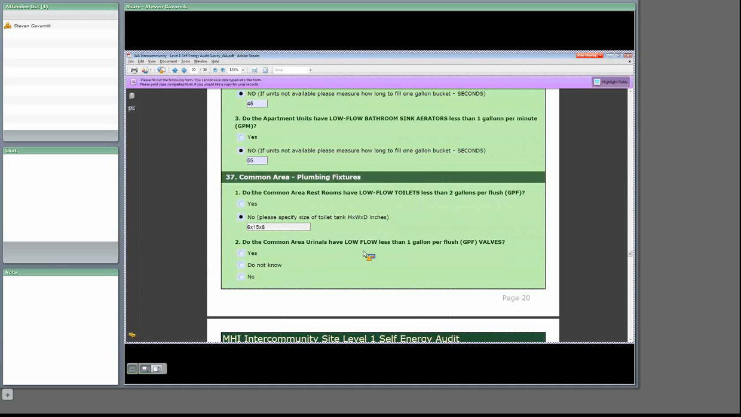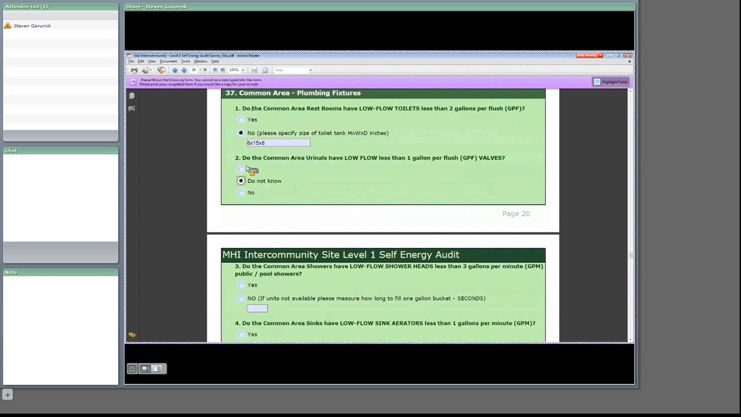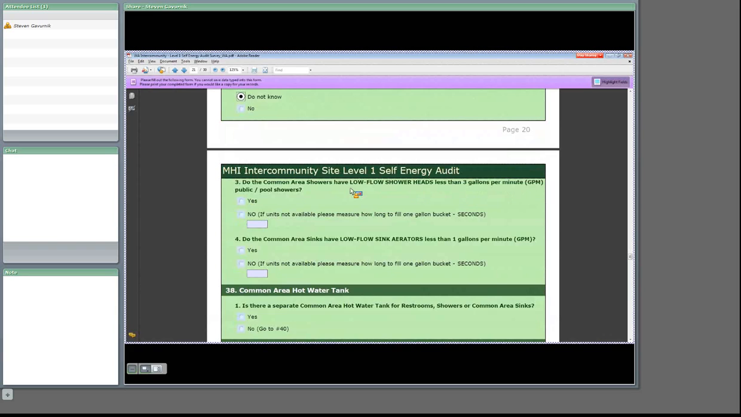Do the common area urinals have low flow less than 1 gallon per flush? If you happen to have urinals on your site, you'd indicate this question. Otherwise you just skip right over it. So if the urinal has 1 gallon per flush valves, then indicate, if it's less, indicate yes. If you know it's not, put no. But if you're not sure, because it's very difficult to measure this from a water consumption standpoint, just say I don't know. The key thing here is to know that there is a urinal, and whether or not it is above that gallons per flush.